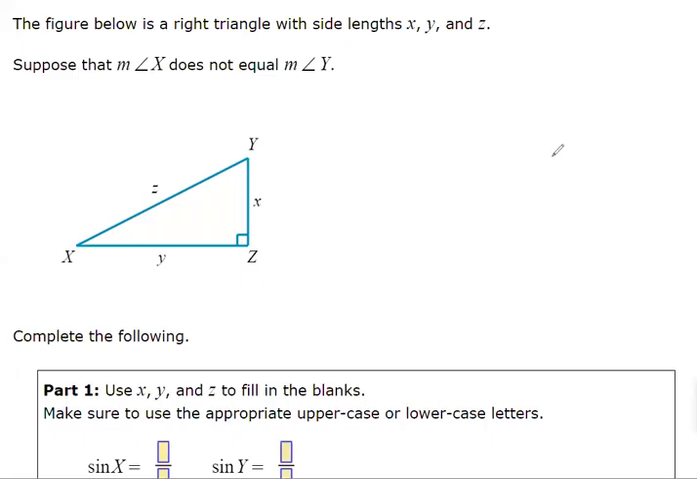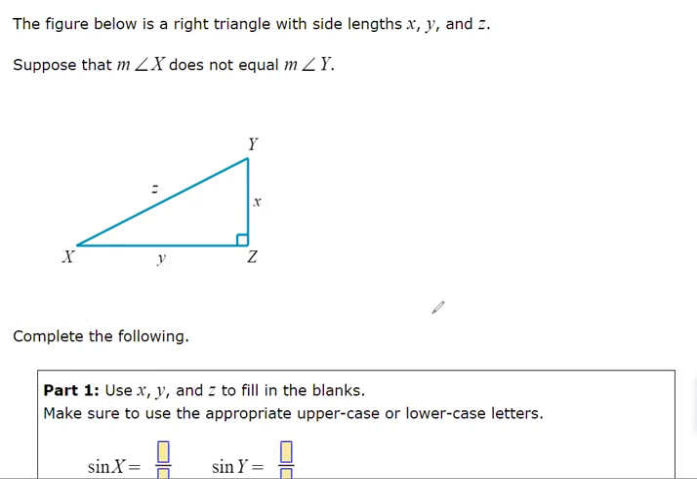Hello, everyone. This is one of the questions in the assignments in ALEKS. It was a bit challenging, which is why I'd like to make this video. We are given the triangle XYZ, with x, y, and z as the side lengths, and angle X is not equal to angle Y, which basically tells us the angle measure right here is not the same as this one. Based on this, finish the question.